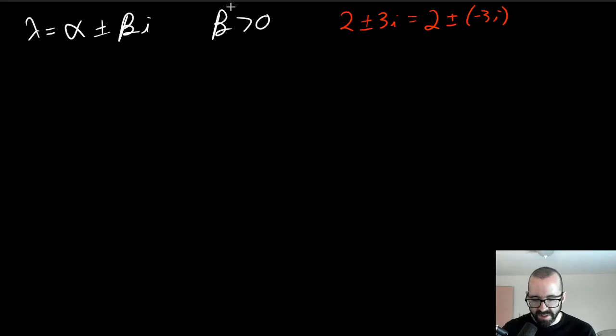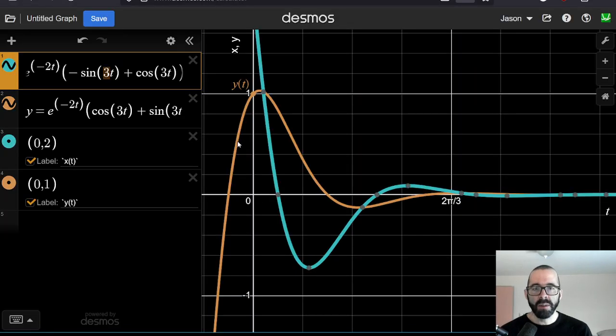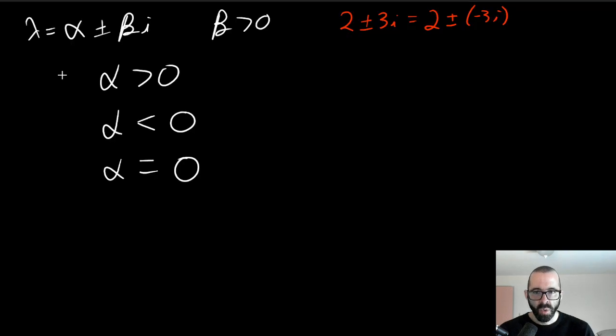So what can we say about this? What do we know if alpha is positive? What do we know if alpha is negative? What might happen if alpha is 0? Thinking back to our example, right? When alpha was negative, things were decaying. We have exponential decay. They're always going to have this form. We're going to have a sink when alpha is negative.